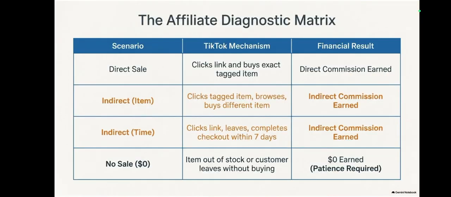So now, this is the affiliate diagnostic matrix. The direct sales, how TikTok works: the customer clicks the link and buys the exact item. Money-wise, it will be called the direct commission earned.